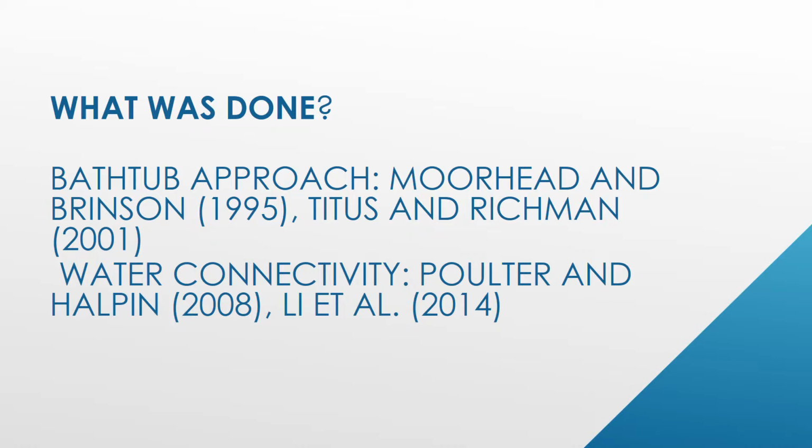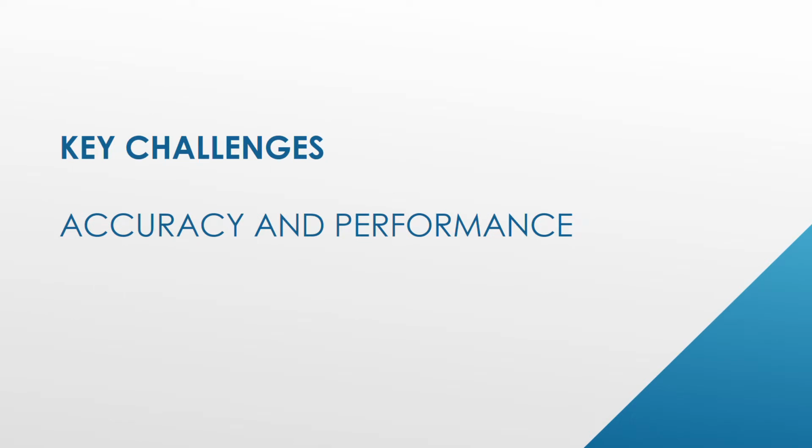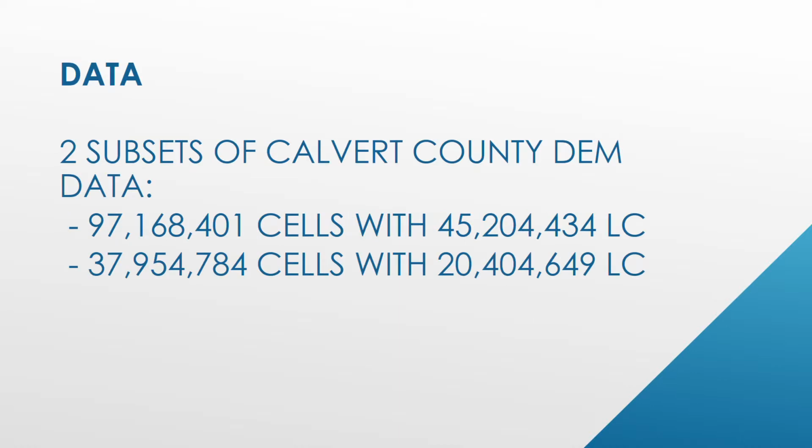Other researchers such as Poulter argue that the bathtub approach is not accurate, as it overestimates the amount of land that can be flooded. So the key challenges for those methods are accuracy and speed, how fast they run, and how those methods can handle a large amount of data. Those are the key challenges that we try to address in this project.